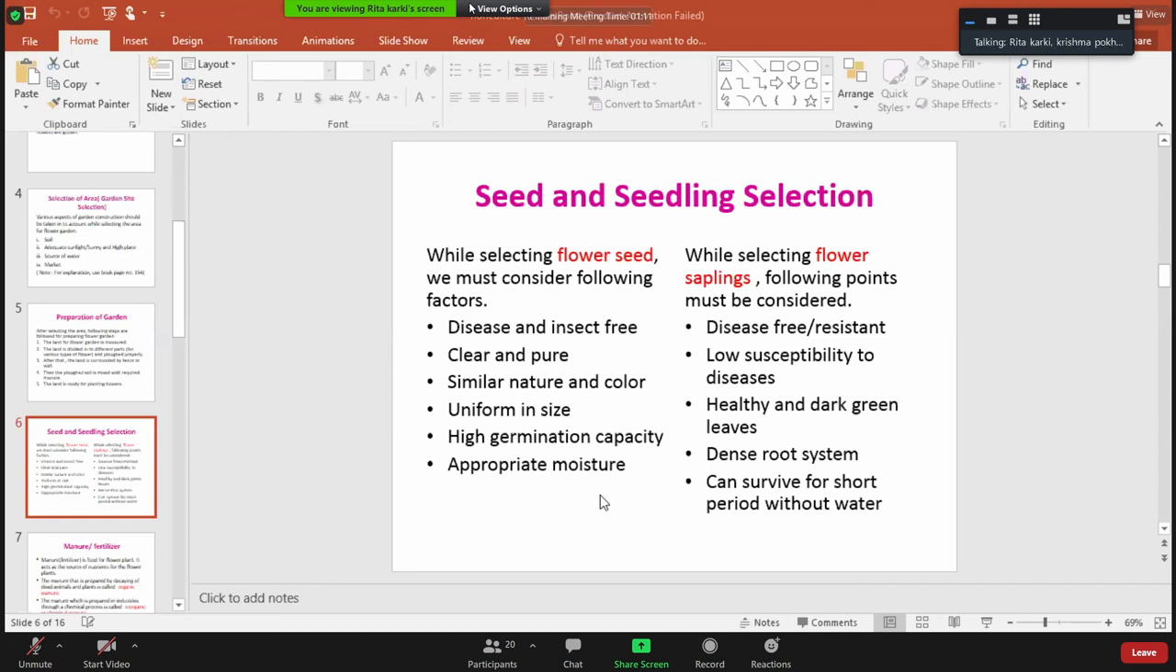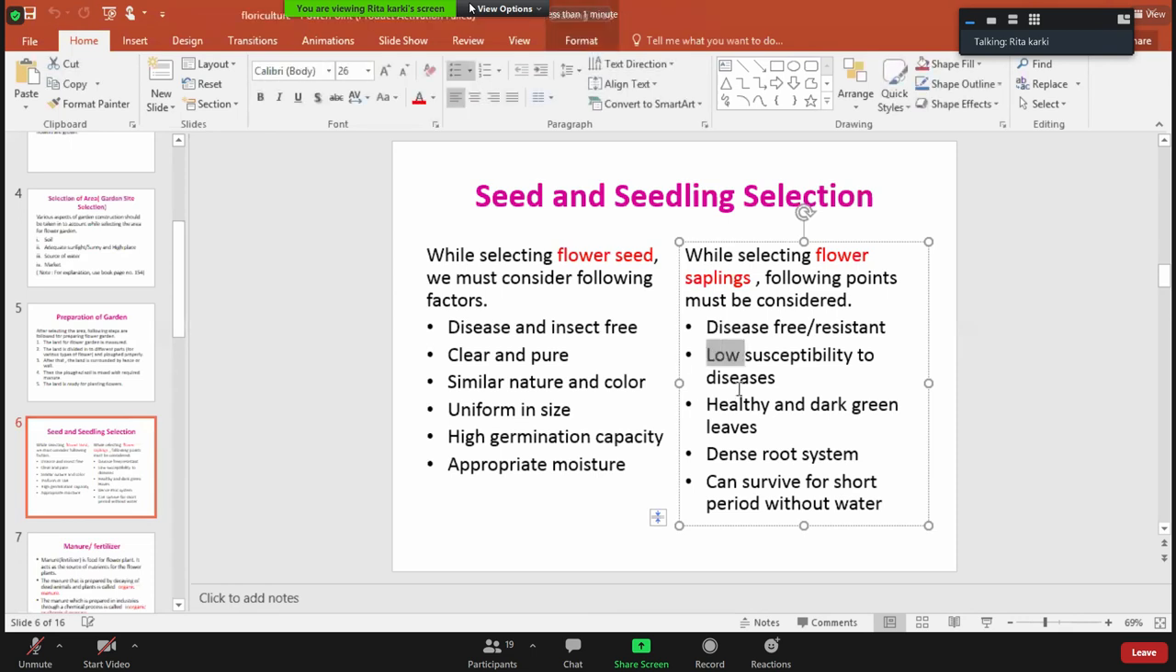Ma'am, what does susceptibility mean? Susceptibility, very good. Susceptibility means tolerance capability. High tolerance capability and low susceptibility to diseases mean the chances of having diseases should be very, very low. First of all, the sapling itself should be free from diseases, and the chances of having diseases should also be very low.